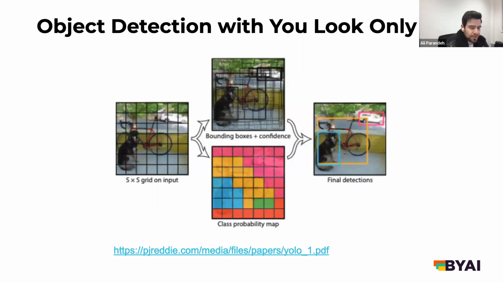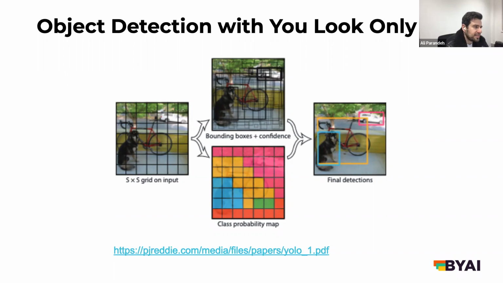The way YOLO works is very similar to single shot detectors. What YOLO does is take an image and pass it through only one convolutional neural network. That's why it's very fast, because it only does one forward pass. It doesn't need to pass it through a bunch of other networks like region proposal networks.